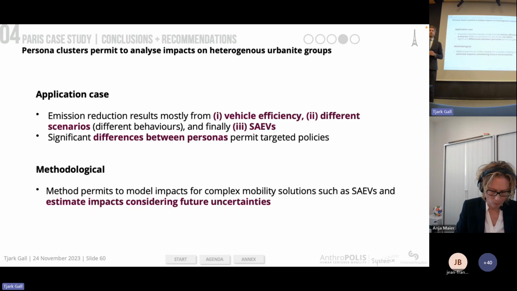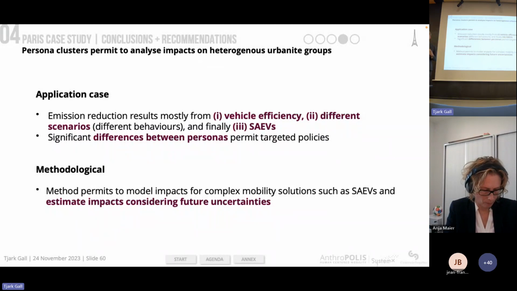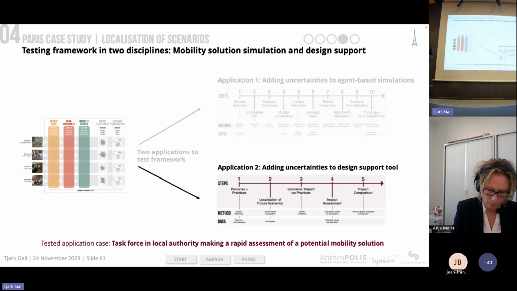There are significant differences between these personas, so the clustering must have had some kind of successful approach, let's say. And it allows us to analyze more complex mobility solutions, which have a lot of interactions and so on, such as sharing vehicles, and estimate impacts, looking at or integrating future uncertainties through scenarios.